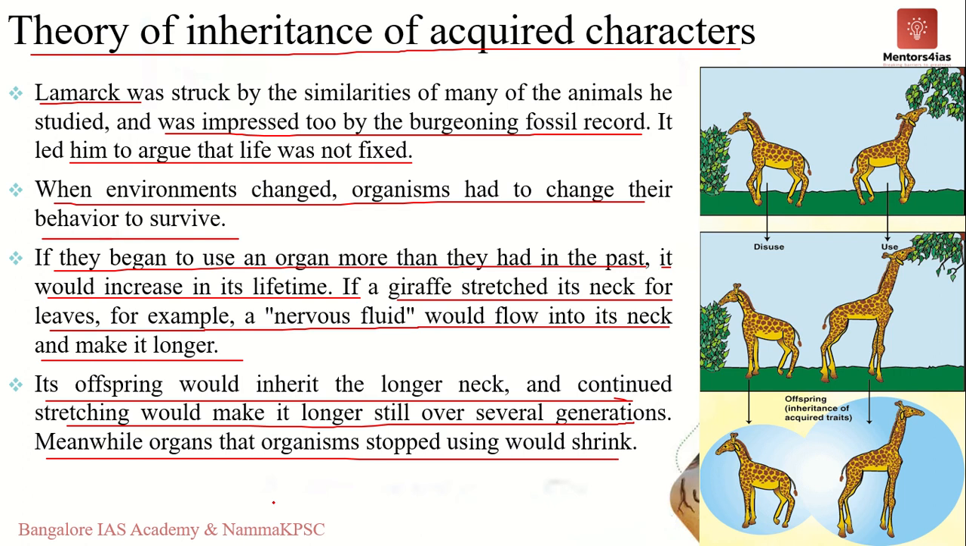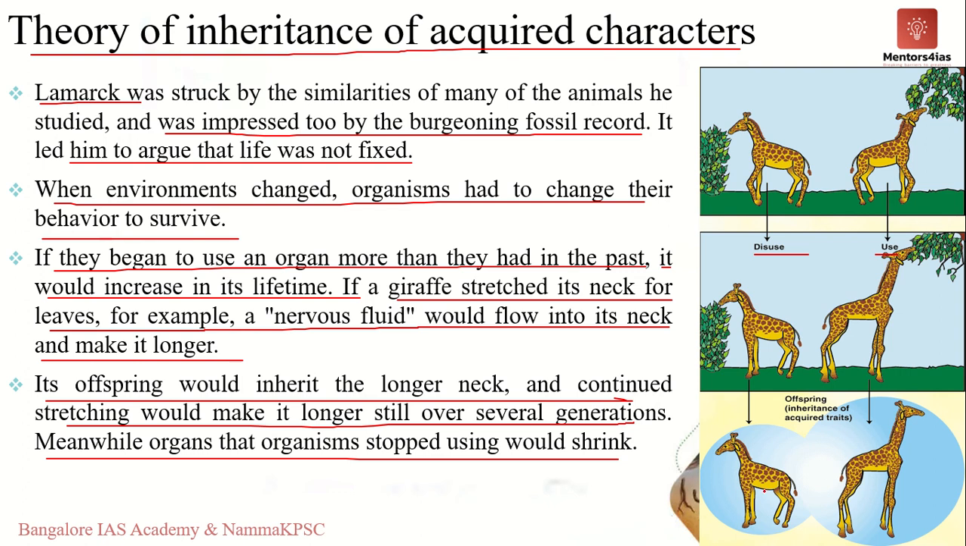So this is known as the theory of use and disuse, meaning if any organism uses one organ more and more, that is being used and that will be passed on over a period of time to the next generations, whereas those organs which are not used may be put into a state of disuse. Now, Lamarck tried to use this theory of use and disuse to explain evolution.